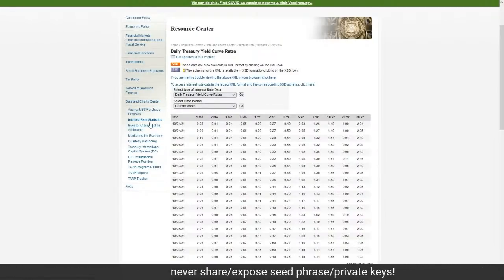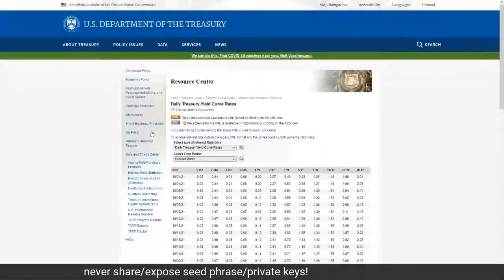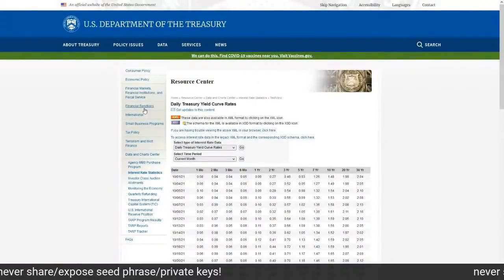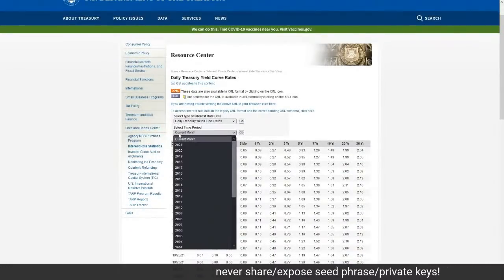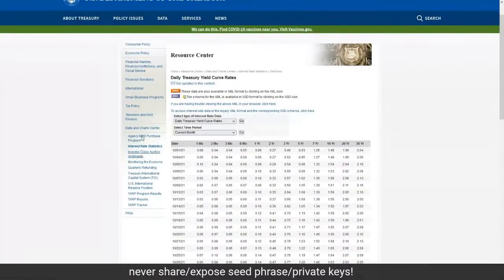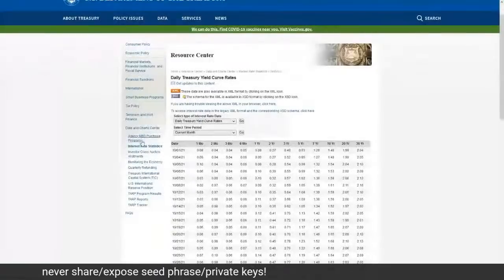Why isn't it showing the chart? Did they remove the chart? I think they removed the chart, because I'm pretty sure it was just here. Now it's not showing anything. Yeah, I didn't think so.